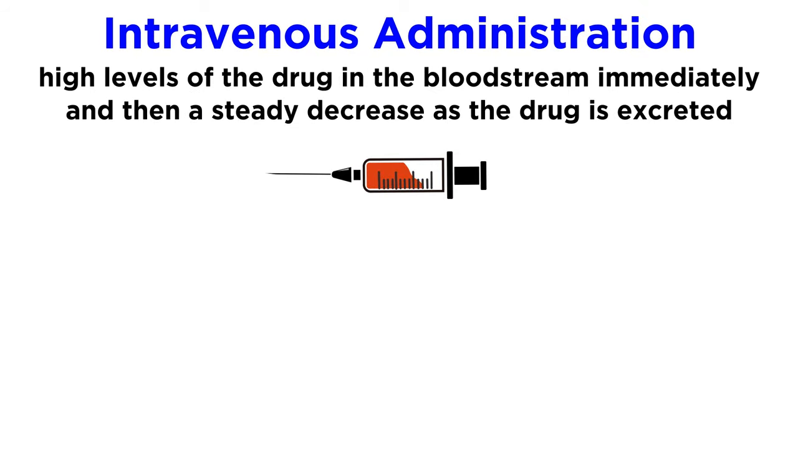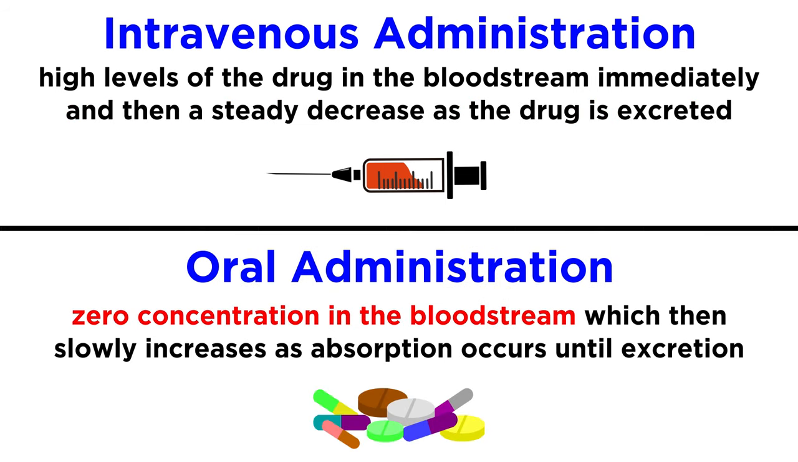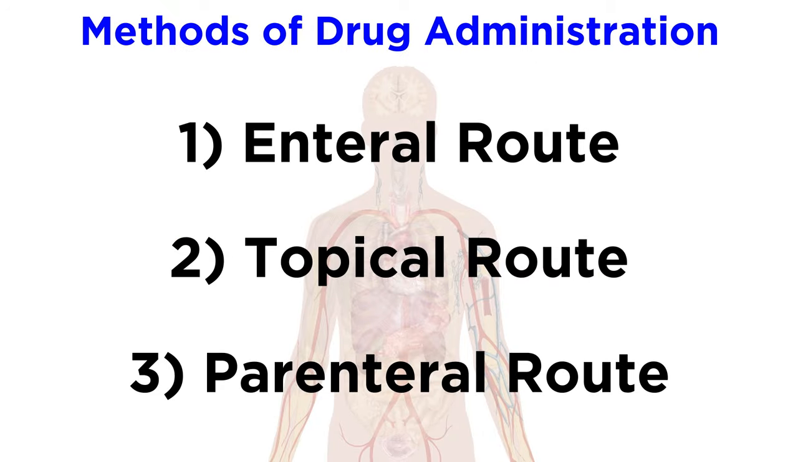To offer a brief comparison, intravenous administration allows for high levels of the drug in the bloodstream immediately, which then decrease over time as it is excreted, whereas oral administration starts off with zero concentration in the bloodstream and slowly increases as absorption occurs, and then eventually also decreases due to excretion. So between the enteral route, topical route, and parenteral route, we have completed an introduction to the various ways in which drugs can enter the body. The criteria for preferring one route over another will continue to become more clear as we begin to look at specific drugs later in the series. So for now, let's move on to some more key concepts.